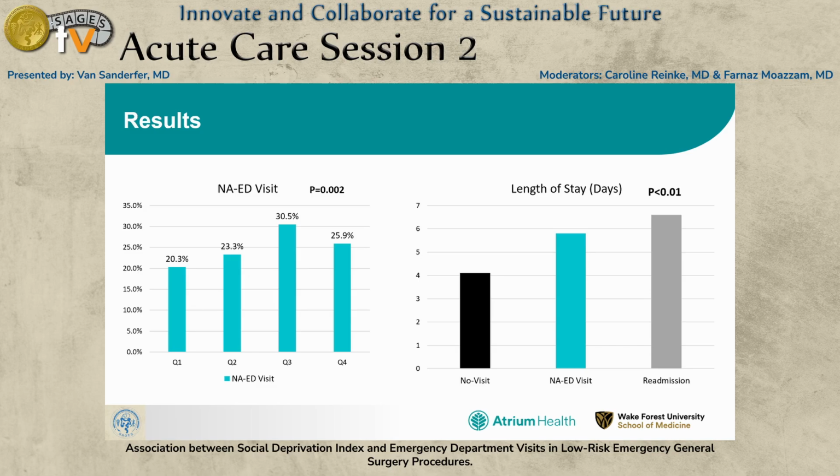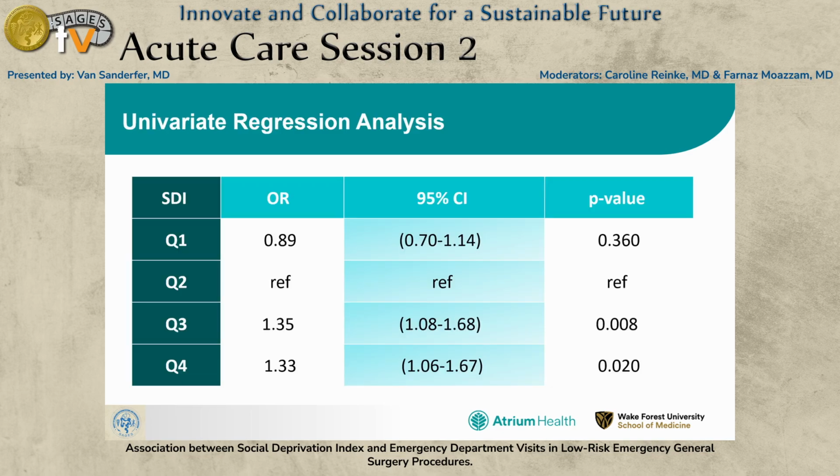In length of stay, readmissions had the longest length of stay. However, those with NAED visits followed closely behind. Looking at our univariate regression analysis, those in quartiles 3 and 4 had a 35% and 33% higher odds of having a non-admission ED visit.